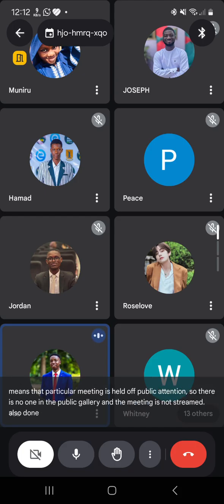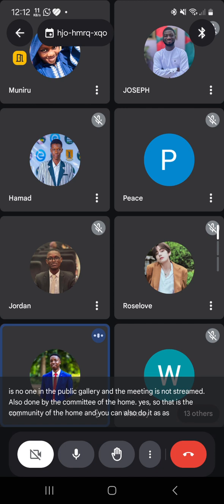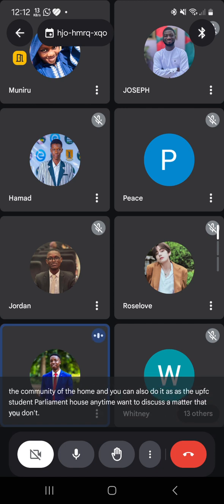Also done by the committee of the whole. Yes, so that is the committee of the whole. And you can also do it as the UPSA Student Parliament House. Anytime you want to discuss a matter that you don't want it to be in plenary, then you do it using the committee of the whole. So that is it for committee on the whole.